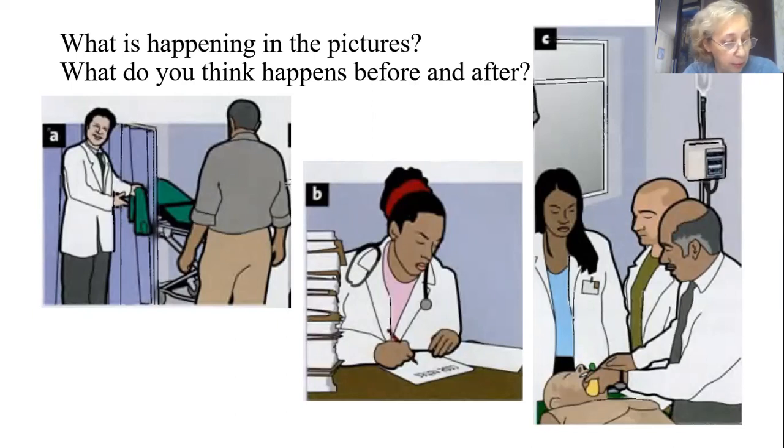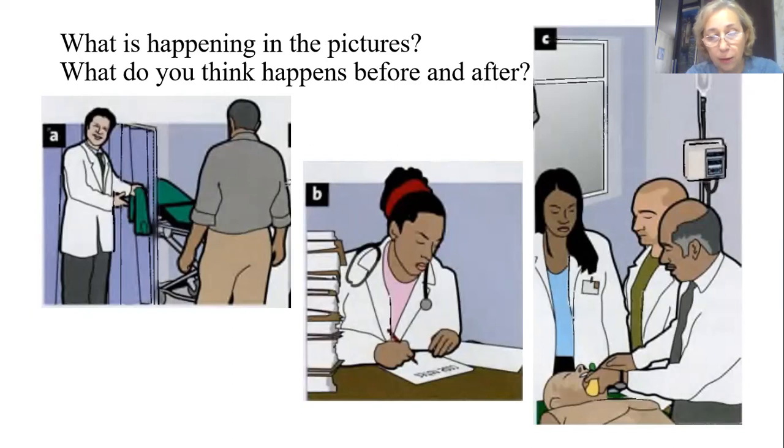In picture B, Madhumita, what is happening there? Maybe the doctor is writing down the history of the patient. Case history. Great. Yes, good. So in picture C, let us listen to Divya. What is happening here? Divya, are you here? Ma'am, the doctor is checking the patient. He's touching the patient, yes? Yes, ma'am.